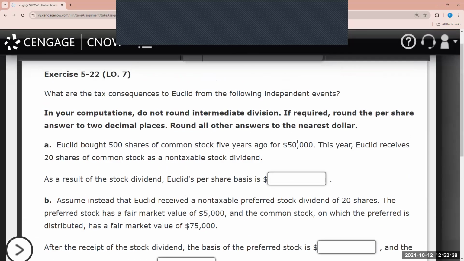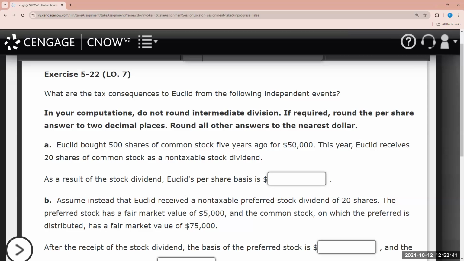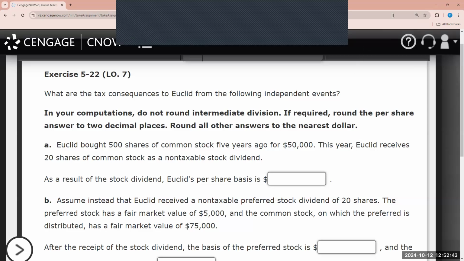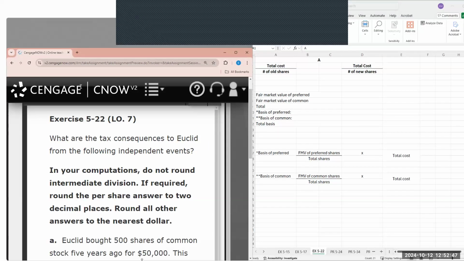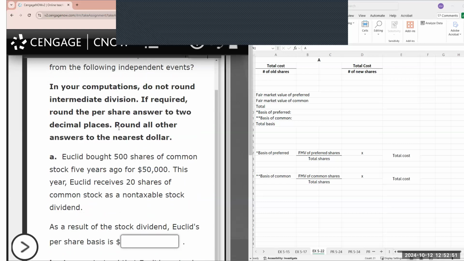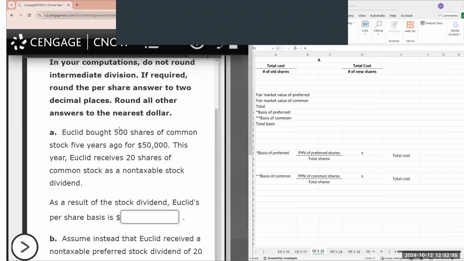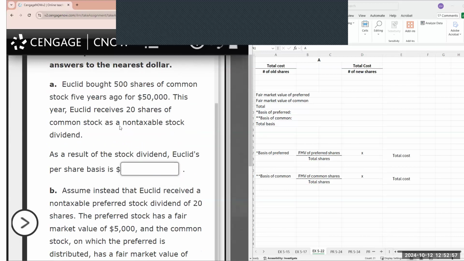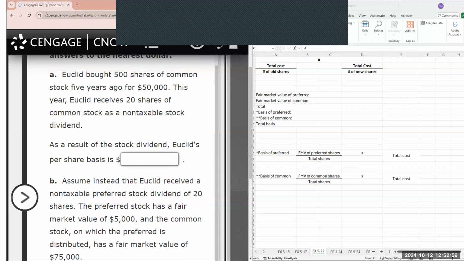All right, here we see this example. It asks, what are the tax consequences to Euclid from the following independent events? In your computations, do not round intermediate division. If required, round the per share answer to 2 decimal places. Round all other answers to the nearest dollar.